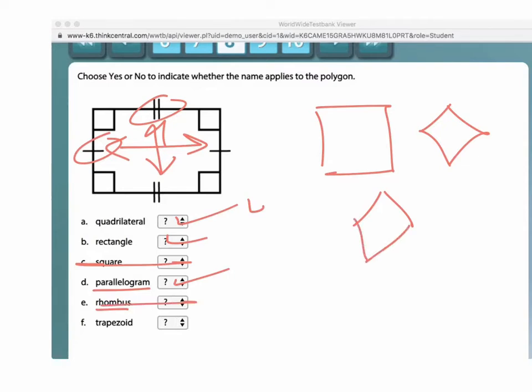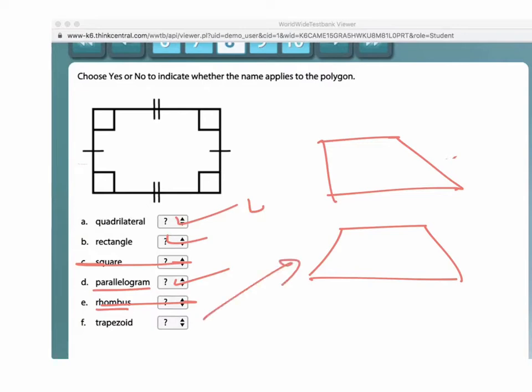Is it a trapezoid? No, a trapezoid only has 1 pair of parallel sides, and this has 2 pairs, so it's not a trapezoid. These are 2 examples of what a trapezoid would look like. It only has 1 pair of parallel sides. These sides are parallel. These sides here are not parallel.